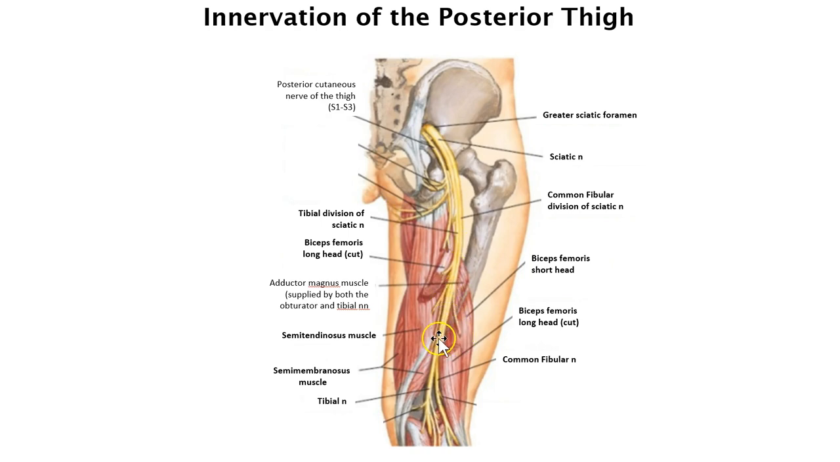This sciatic nerve typically divides after it's given off its muscular branches in the posterior thigh, and it will ultimately divide into a tibial nerve and a common fibular nerve in the popliteal fossa or proximal to the popliteal fossa.